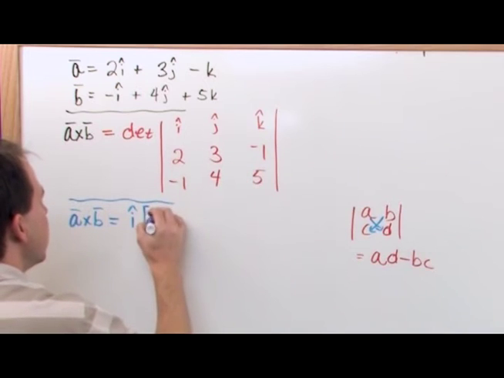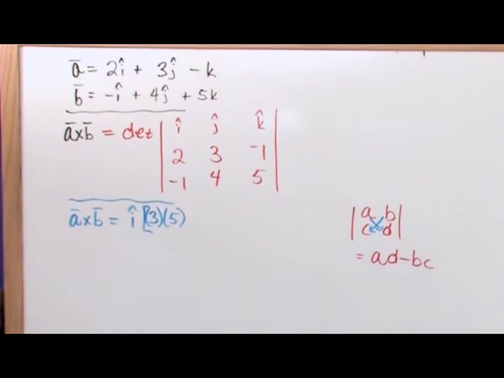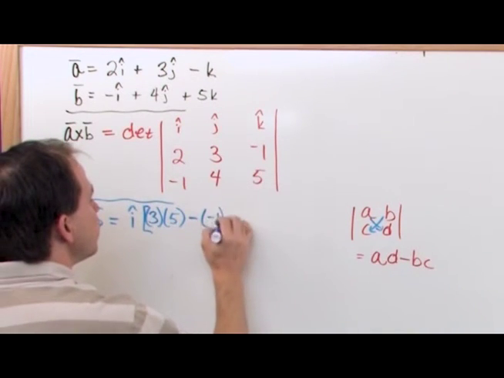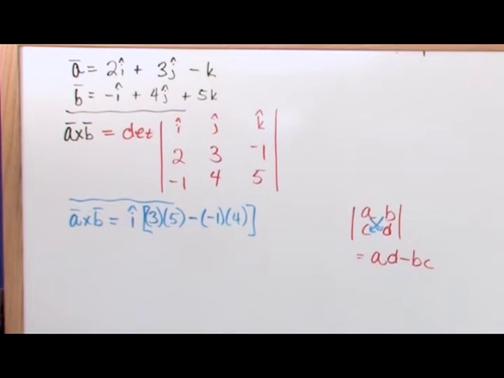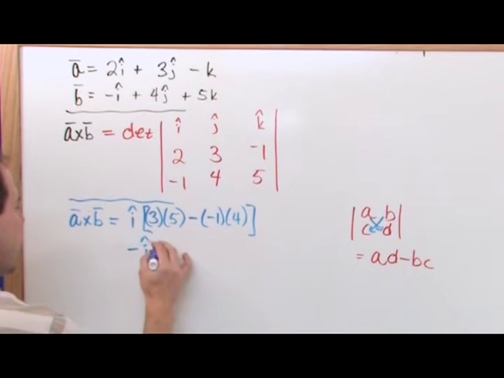3 times 5. I'm actually going to write the whole thing out instead of just putting the multiplication down because I want you to see. 3 times 5 minus negative 1 times 4. I would encourage you to do the same thing because if you start skipping steps, you'll have a hard time tracing your answer. Okay. To work on the j component, I always have to put a negative and then put j. That's just part of the way it's derived, and that's how you do it.